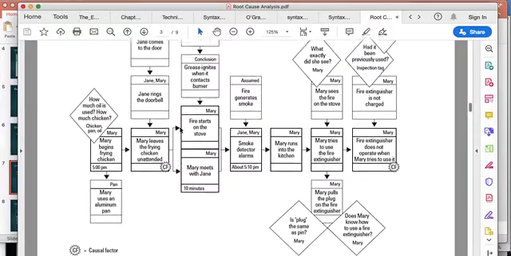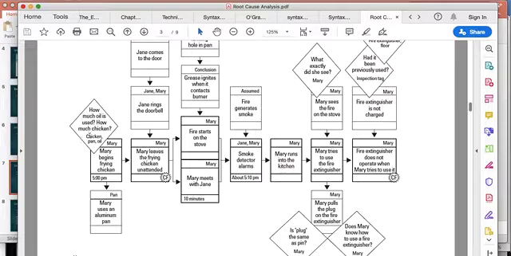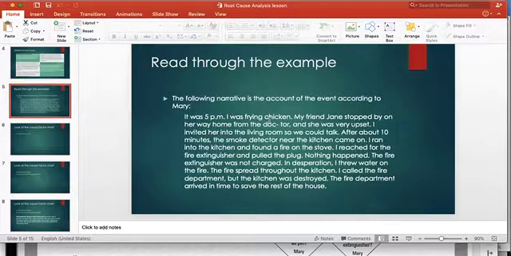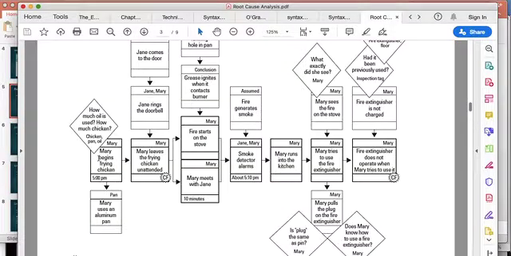So the way that you should read a chart like this is you start at the very beginning, right? You start with the known factor. And we know from what Mary said that it was 5 p.m. and she was frying chicken. So that's the first thing that the investigators know. And they start here. Mary begins frying chicken, right?